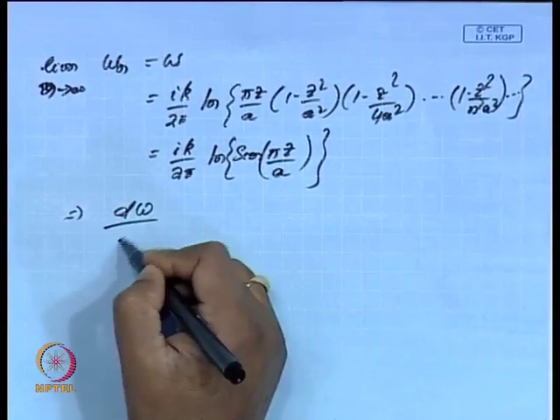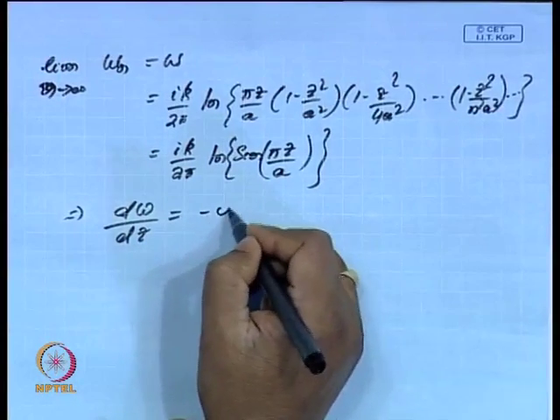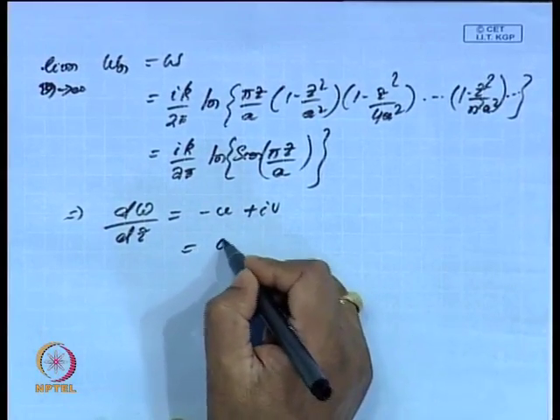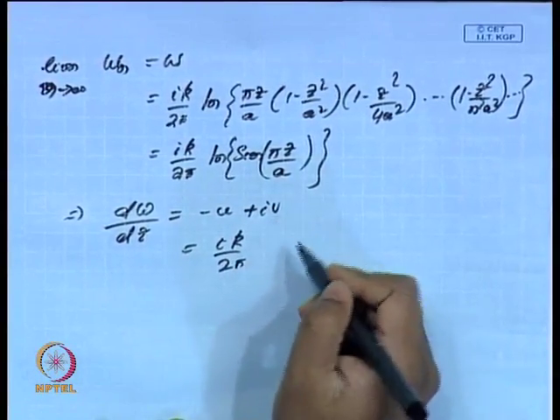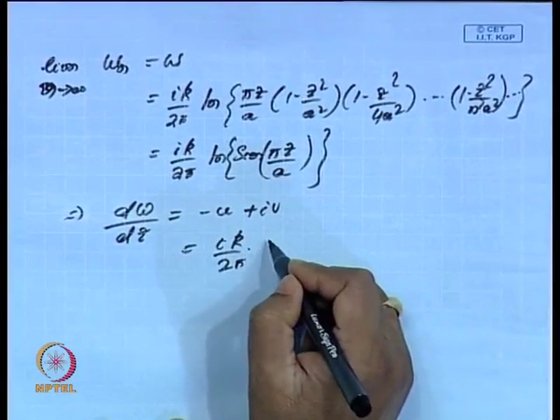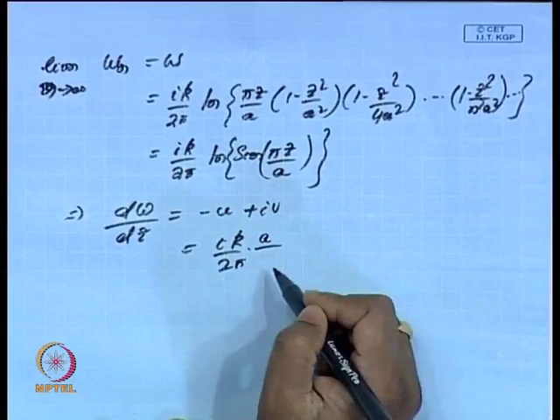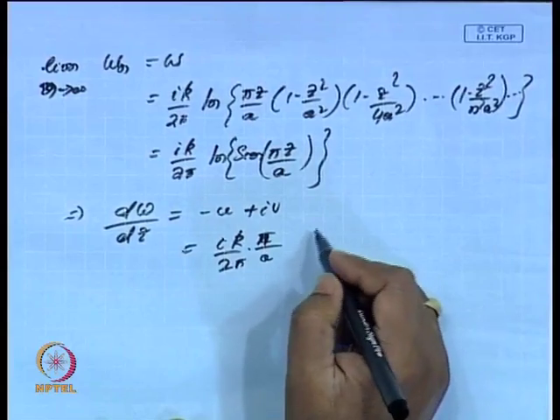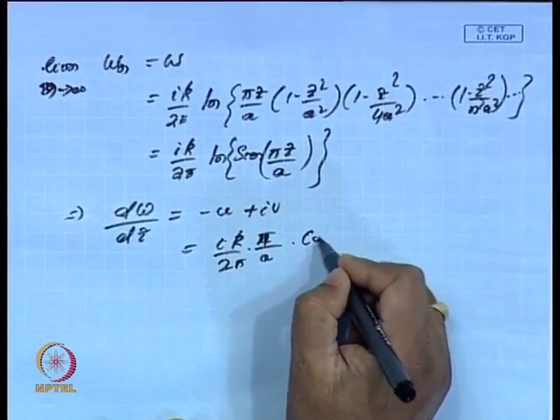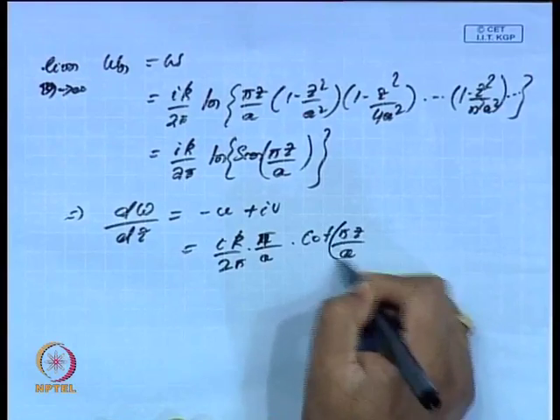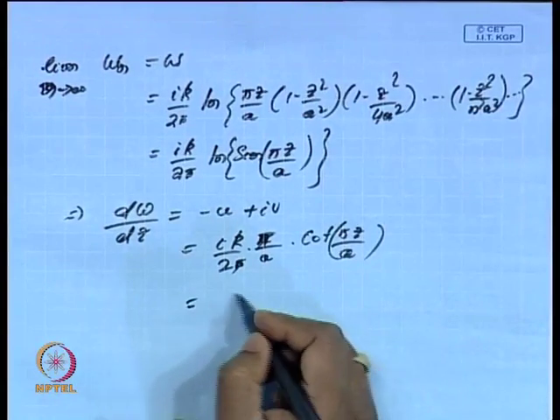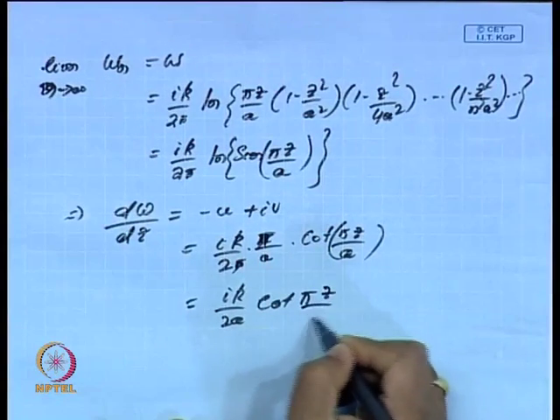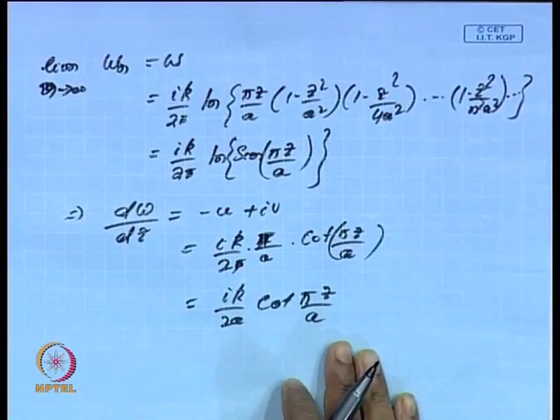So this will give me dw by dz, which is nothing but minus u plus iv, and the right side will give me ik by 2 pi into a by pi into this will give me cot pi z by a, and that pi gets cancelled. So it will be ik by 2a cot pi z by a.